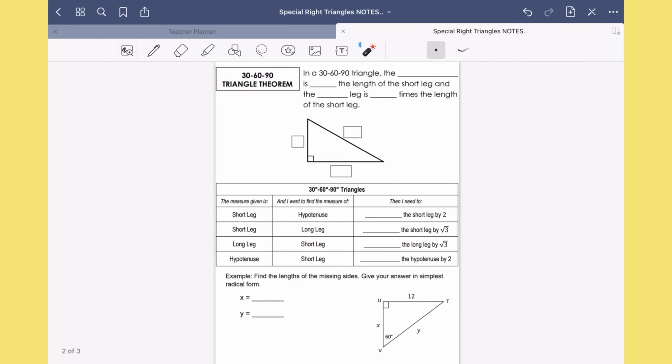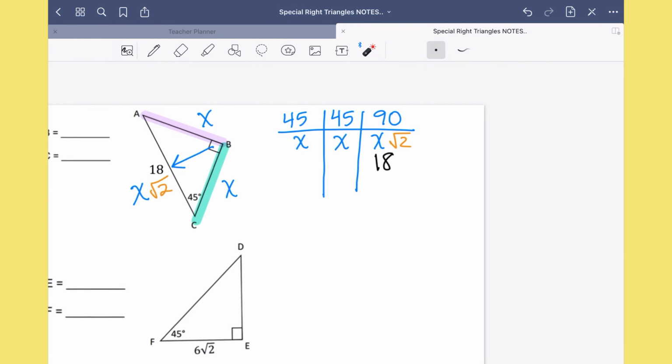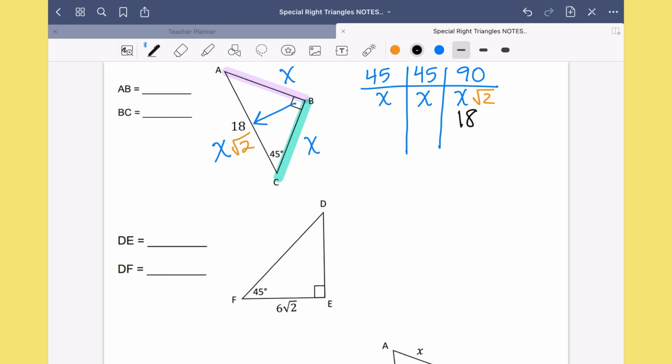So let's go do that. So my hypotenuse is 18. And I'm going to divide it by the square root of 2. Let's do it over here. 18 divided by the square root of 2.